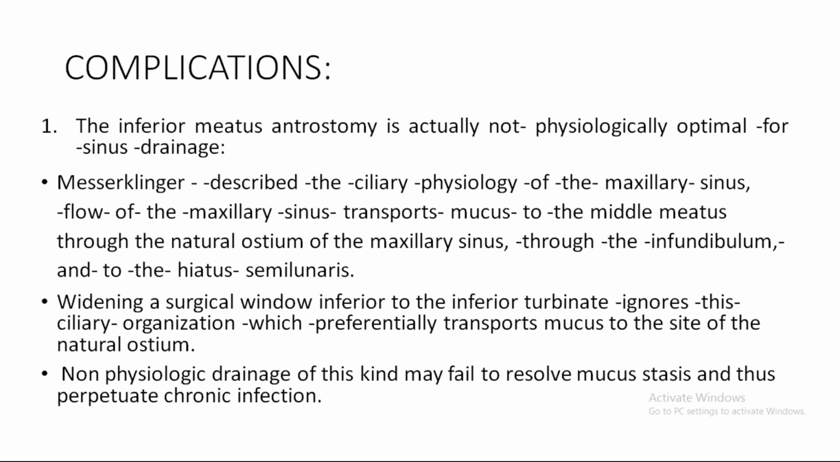So if the mucosa is left, then definitely the drainage will always be towards the natural ostium. But if you remove the mucosa and totally remove all the mucosa from the maxillary sinus, then this inferior meatal antrostomy works much better.